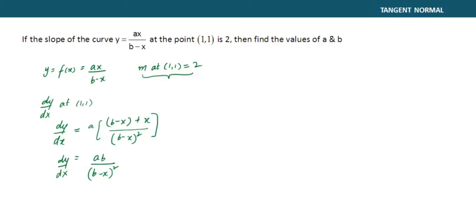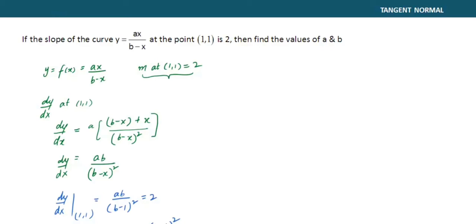Now our target was to find dy by dx at what point? We wanted to find dy by dx at 1 comma 1. So that means we'll replace x by 1 over here. So this will become ab upon b minus 1 whole square, and this is given to be equal to 2. So the first equation that we obtained is ab is equal to 2 times b minus 1 whole square.